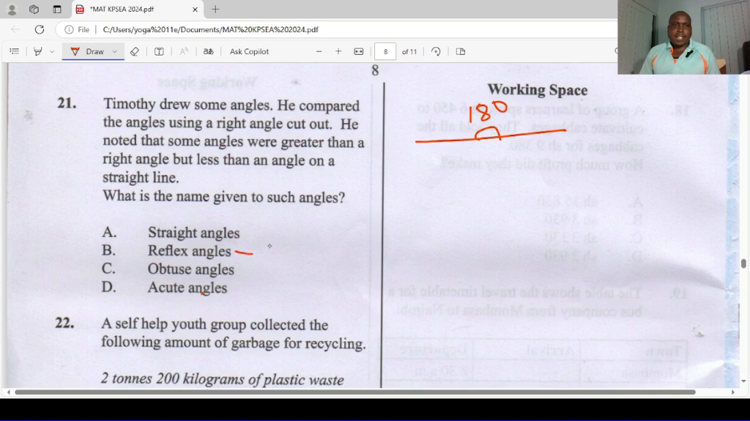Reflex angles, these are angles greater than 180. Obtuse angles, angles greater than 90, but less than 180. Acute angles, angles less than 90. So the answer is C, obtuse angles.